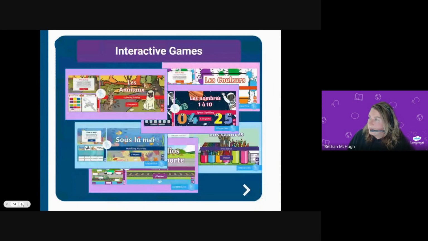They're really motivating. Interactive games, we've got a massive collection of these. There's information on how, if you've got a Twinkl membership, you can use our learner logins, so all children in your classroom can actually open these up.